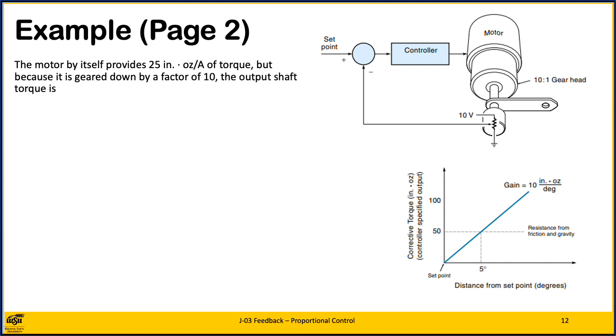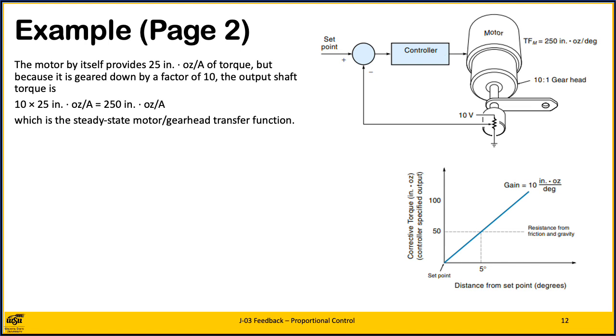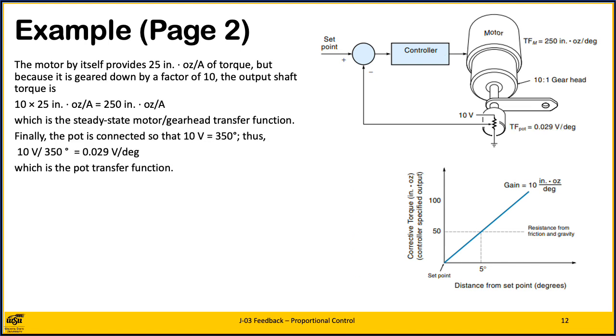The motor by itself provides 25 inch-ounces per amp of torque. But because it's geared down by a factor of 10, the output shaft is 10 times 25 inch-ounces per amp, or 250 inch-ounces per amp, which is the steady-state motor transfer function. Finally, the pot is connected so that 10 volts is equal to 350 degrees. Thus, 10 volts divided by 350 degrees is 0.029 volts per degree, which is the pot transfer function.